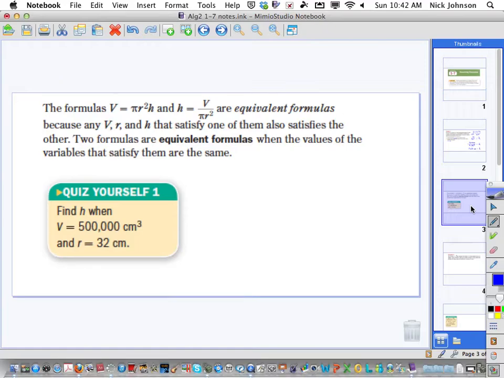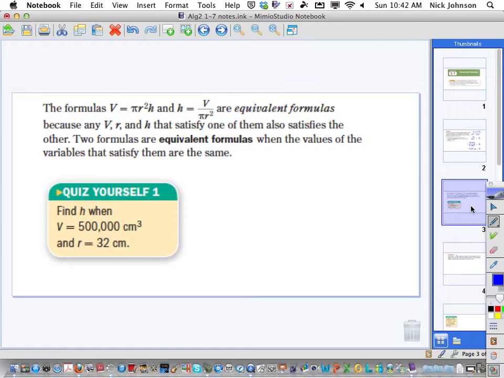It says the formulas V equals pi r squared H and H equaling V divided by pi r squared are equivalent formulas because any V, R, and H that satisfies one of them also satisfies the other. Remember, we just moved it around. Two formulas are equivalent formulas when the values of the variables that satisfy them are the same.